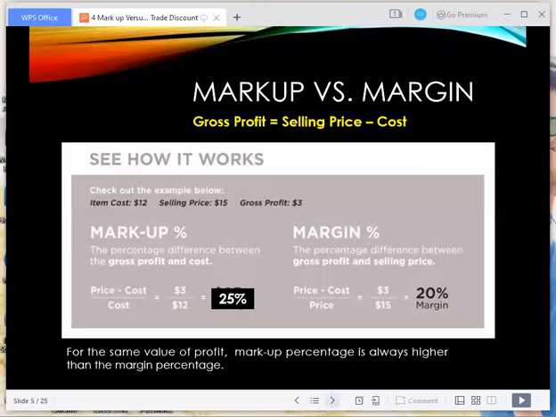Now, since the markup and the margin have the same units, and that is percentage, you can now compare the markup and the margin. So the markup is 25% and the margin is 20%. Comparing these two, we know that the markup percentage is greater than the margin percentage. Again, the markup percentage is always higher than the margin percentage. And take note, they have the same profit of $3.